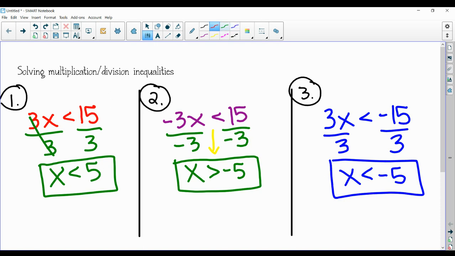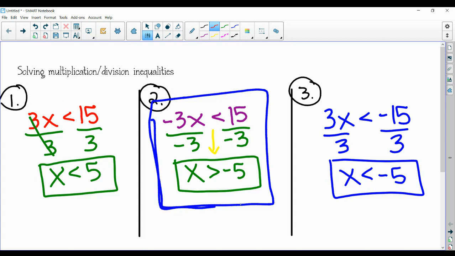So in this video, the only time that the inequality sign flipped was example 2, when we divided by a negative 3.